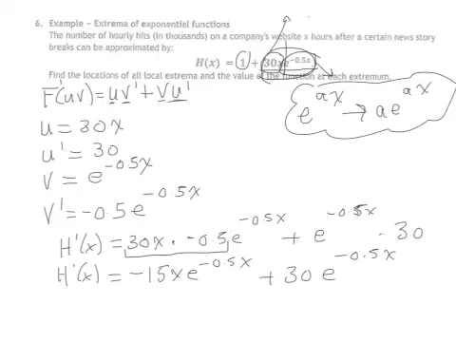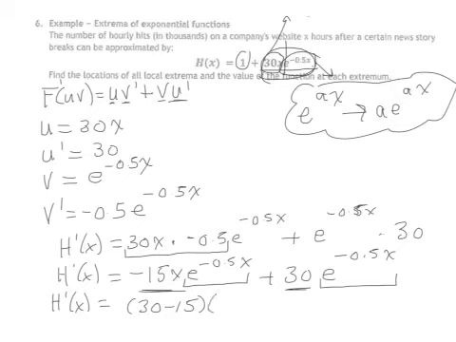We can see if we look closely at this function, we've got this factor in common. So I'm going to suggest we factor that out and see what we're left with. So I'm going to say 30 minus 15x, and multiply by e to the negative 0.5x. Okay.